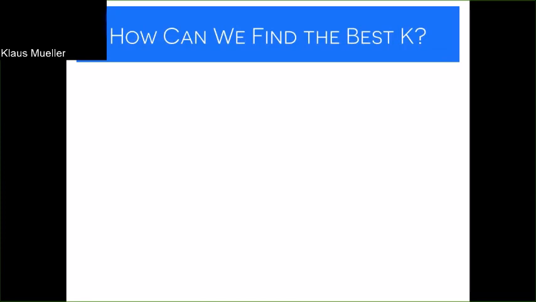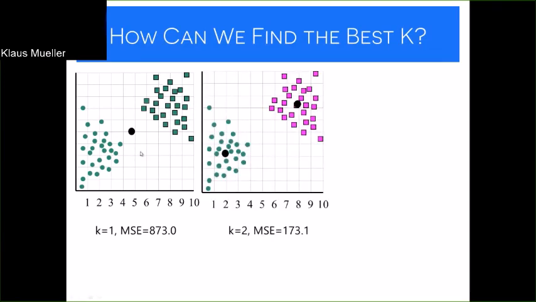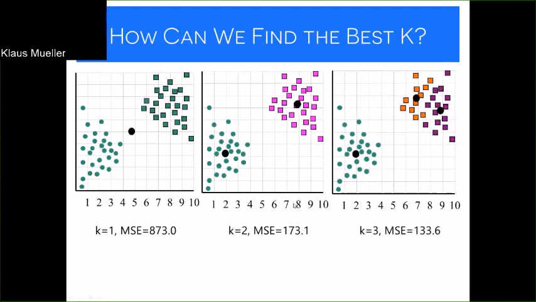This is actually a very simple method. You can basically go like this. K equals 1, well, this is a terrible MSE because this is really not a center. K equals 2, this is MSE 173, much better than for K equals 1. It is a much better cluster, so this seems to be a pretty good representation of this. And here, if you use 3, then you basically subdivided this cluster into two more clusters, and the MSE has improved a little bit.